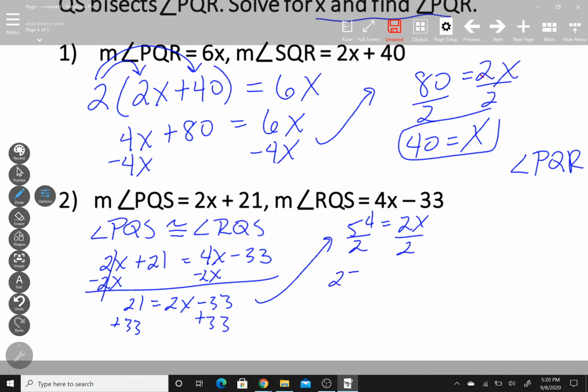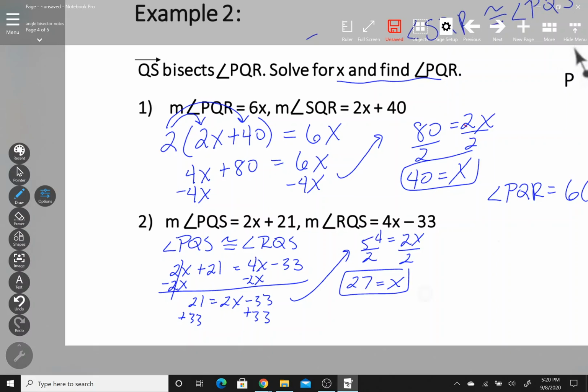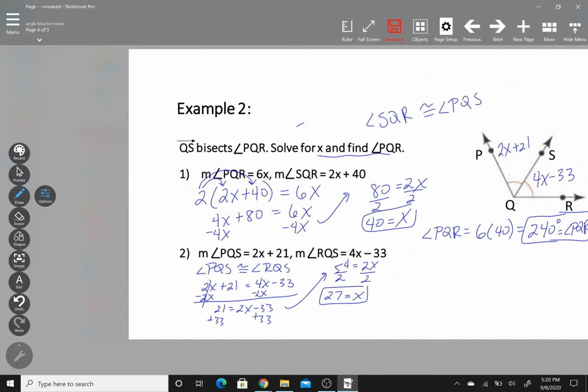So x is 27. All right, so x is 27 for this one. And now the key thing, you have to remember what angle we're trying to find. It says find angle PQR. Okay, guys, PQR is the big angle.